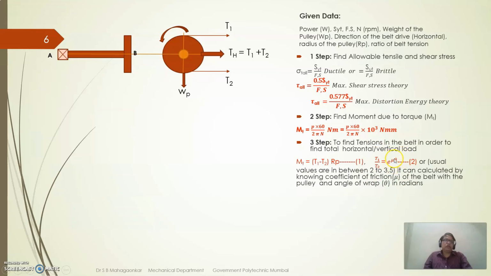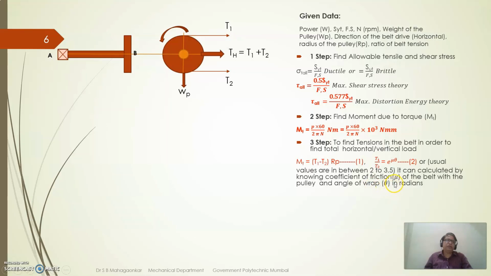Okay. If you do it, you can get around 2.25 or 2.5 like this. So usually these values are there. If it is not given, you assume the value as 3 or 4. Okay, 3, 3.5, or 2.5, 2. So anything between 2 to 3.5. Usual values are 2 to 3.5. It can be calculated knowing the coefficient of friction mu. If you remember this one, it is better. You can assume the value of mu. That will always be there. You can find it out from the problem or from the given data.